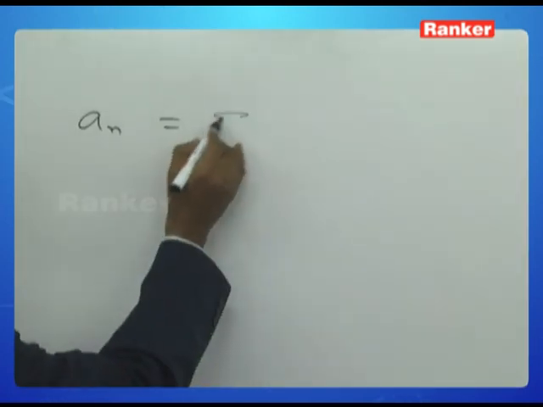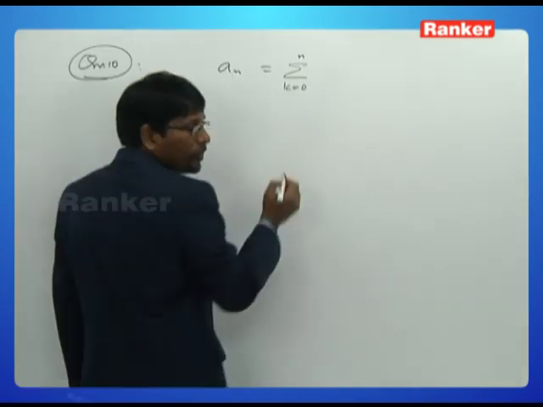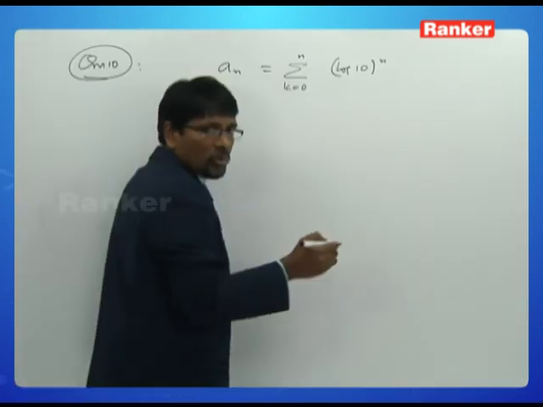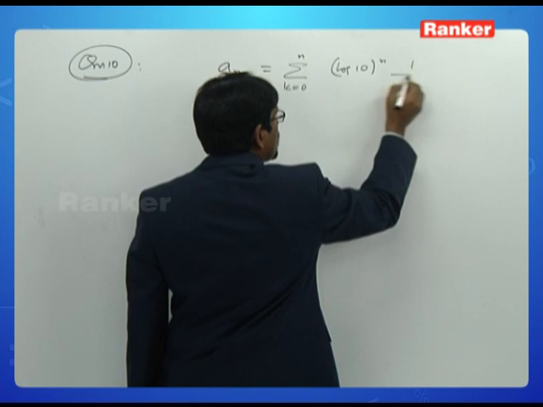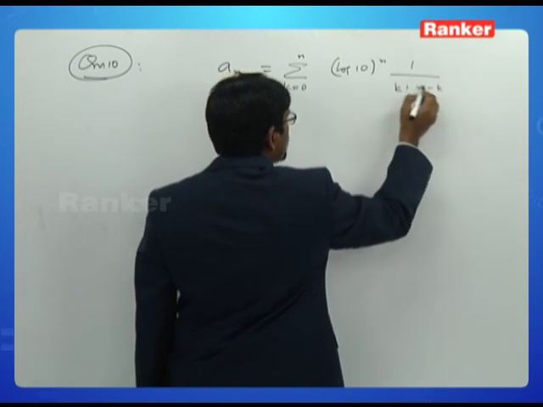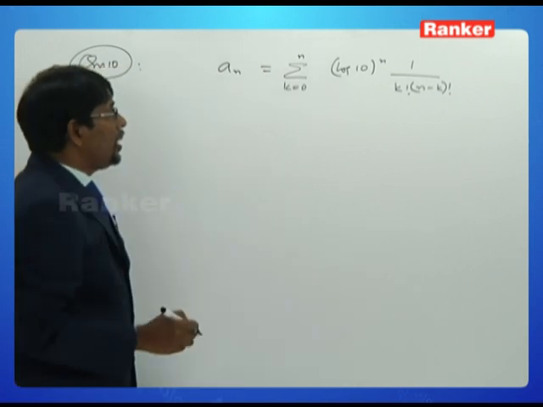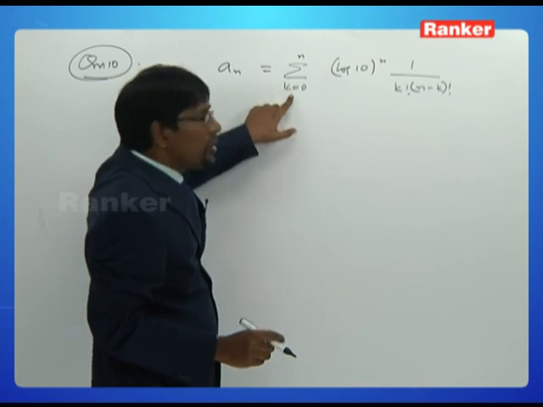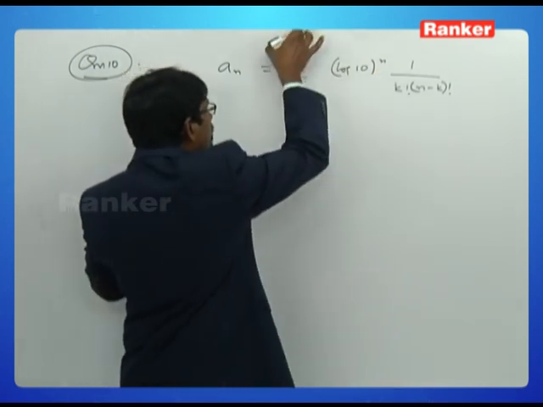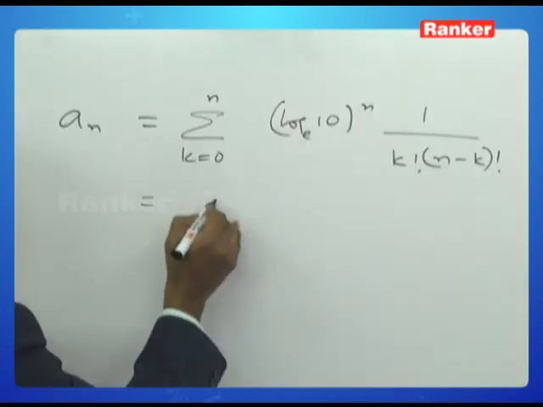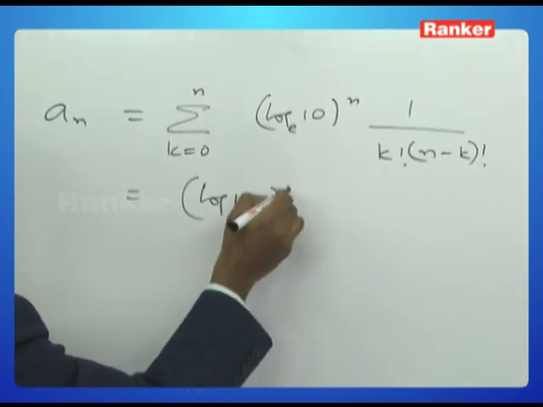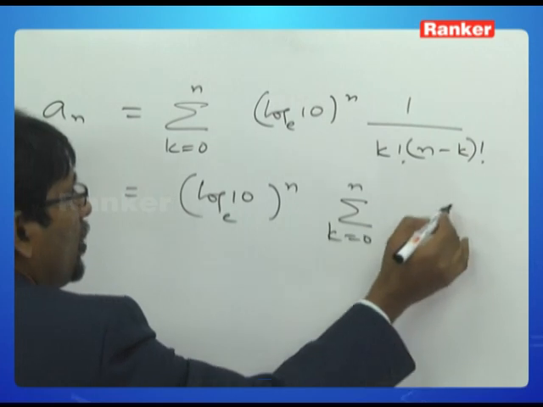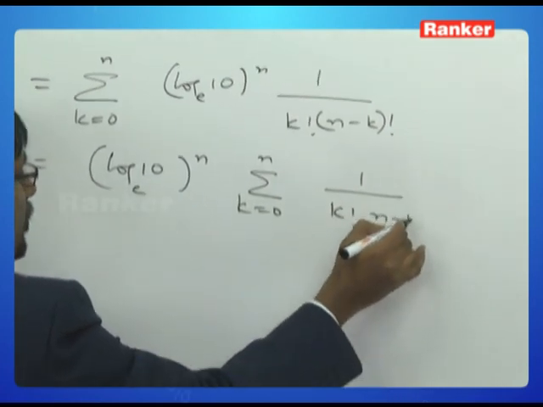Sigma k ranging from 0 to n, log 10 power n by k factorial into n minus k factorial. Observe that here in this, n is fixed and what is varying in the summation? K is varying. So this log 10 power n can be brought out of the summation. Log 10 power n can be brought out of the summation. And now you have sigma k ranging from 0 to n, 1 by k factorial into n minus k factorial.